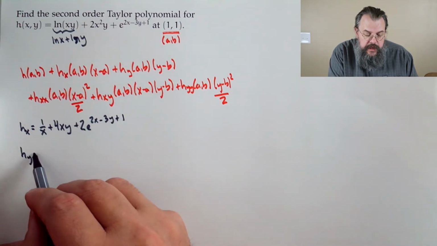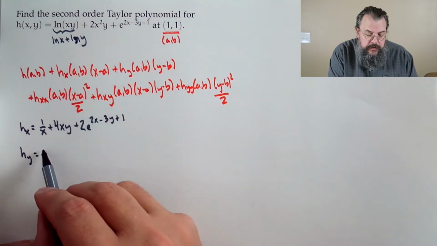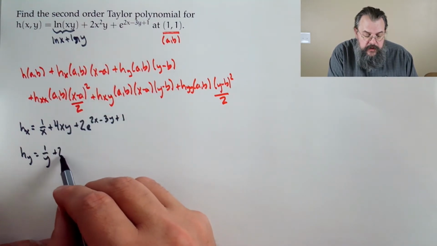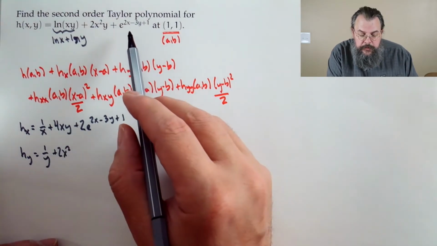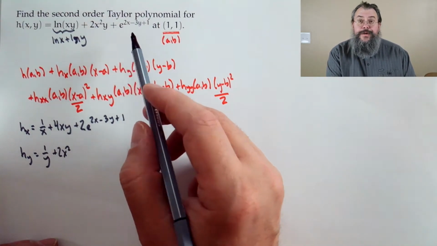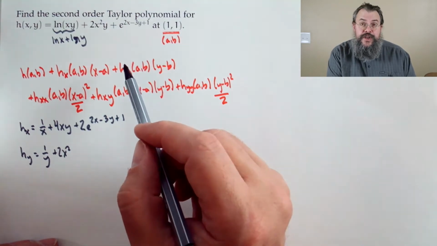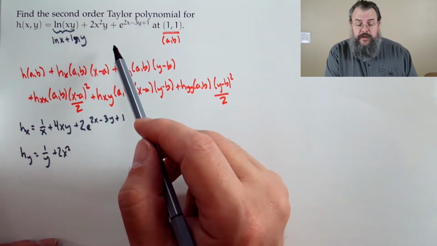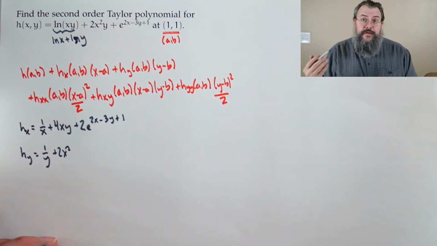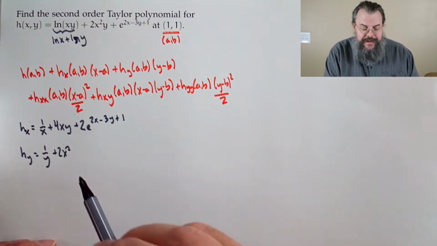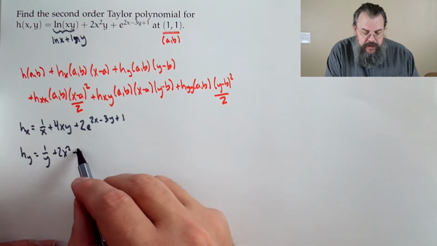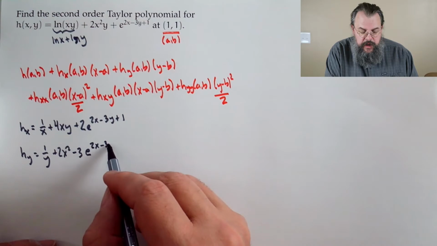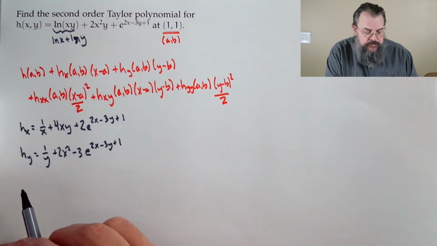h_y, okay, there'll be a 1 over y, plus 2x squared. And now, we say negative 3 comes down. When we say negative 3 comes down, what we're really doing is the chain rule, right? It's the derivative of e to something. So the derivative of e to something is e to that something times the derivative of the something. In our case, it'll be negative 3 coming down, so minus 3 e to the 2x minus 3y plus 1.